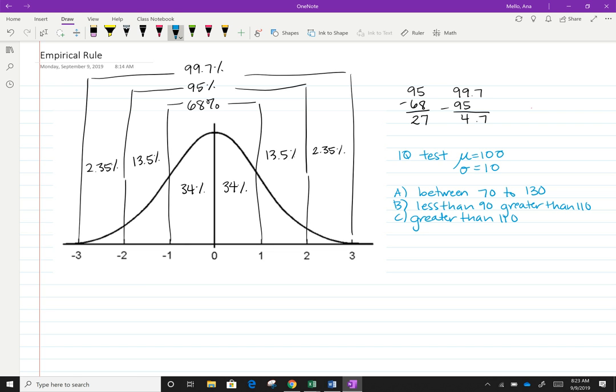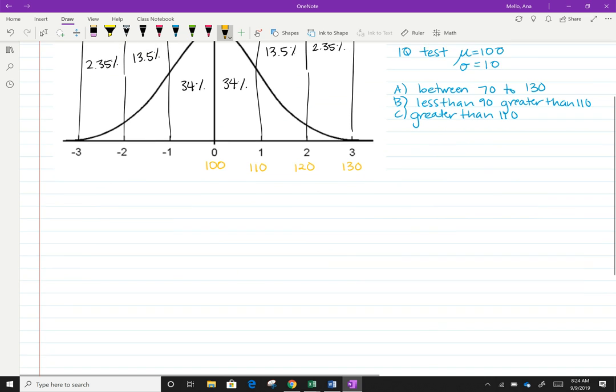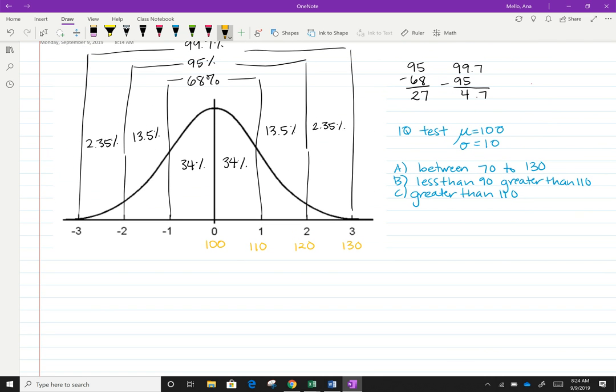The first thing that you want to do is label your normal model and draw a picture. I draw this curve and then I label. Underneath the mean, I put what the mean is of the problem. And then standard deviation is 10. So 1 standard deviation above, I add 10 to 100 and I get 110. Add another standard deviation, I get 120. Add another standard deviation, I get 130. And then I take away a standard deviation as I go to the left. This would be 90, 80, and 70.